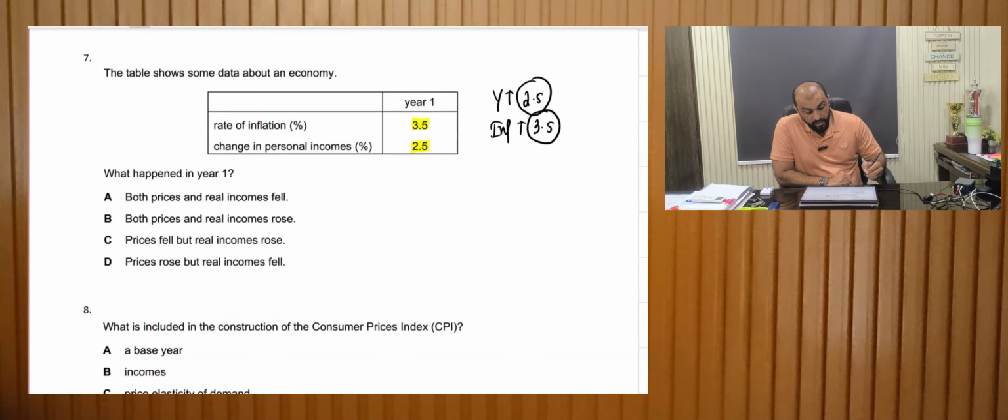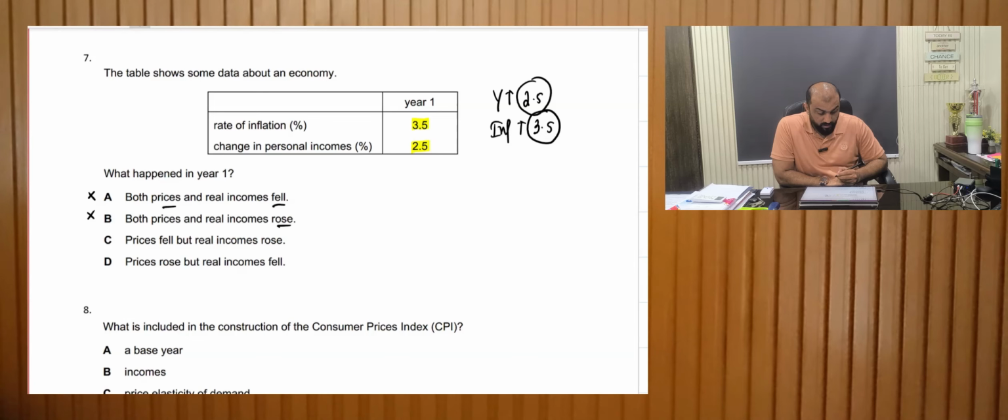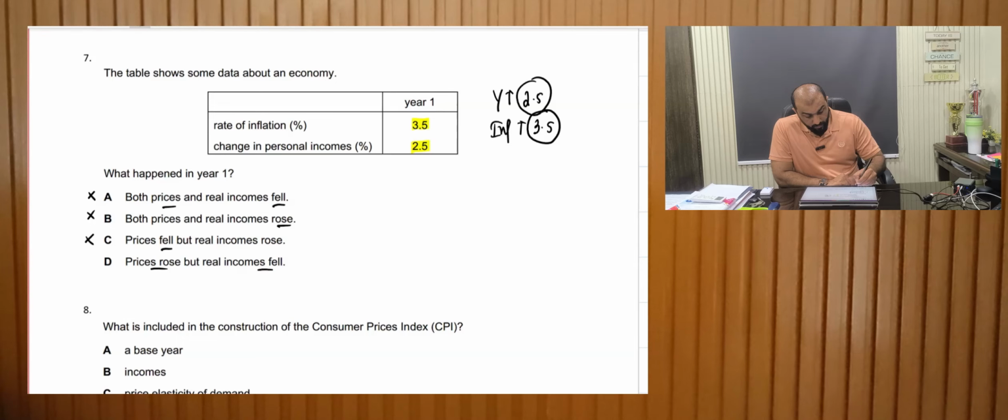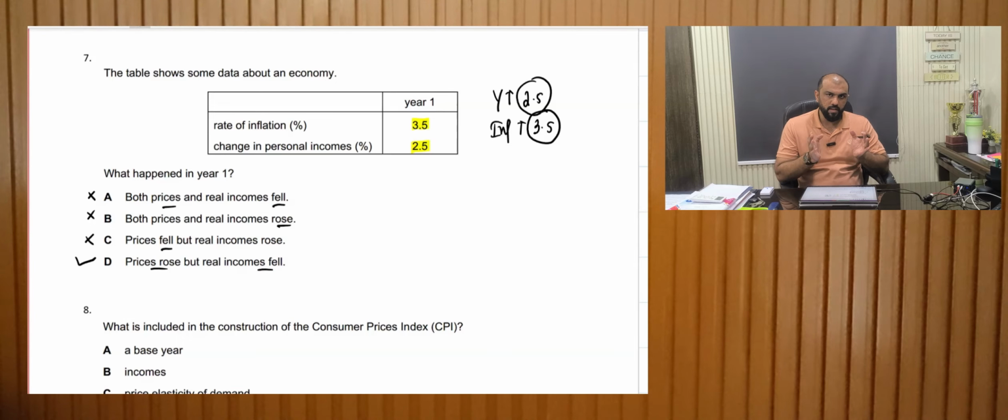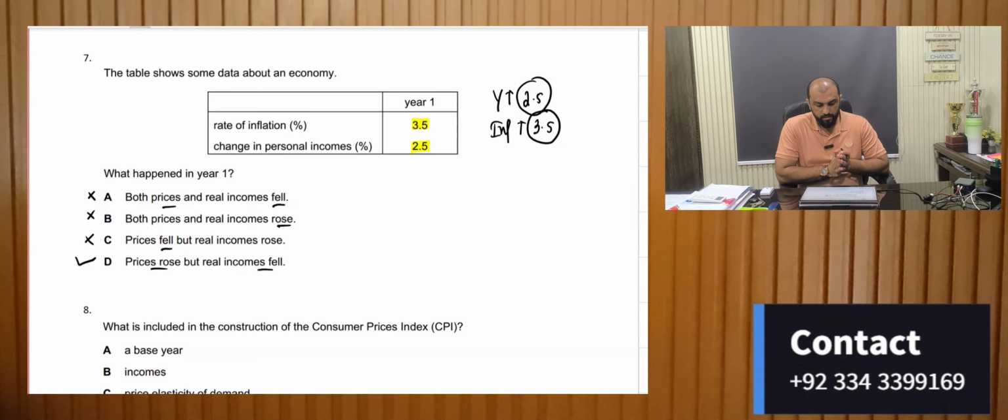Now, both prices and real income fell. The real income did fall, but the prices are increasing, so this is incorrect. Both prices and real incomes rose. This is incorrect because the real incomes fell. The prices fell, but the real income rose. We know this is incorrect because the prices are increasing because inflation is positive. And the prices rose but the real income fell. This is the right answer. I hope this gives you an idea of real income as well.